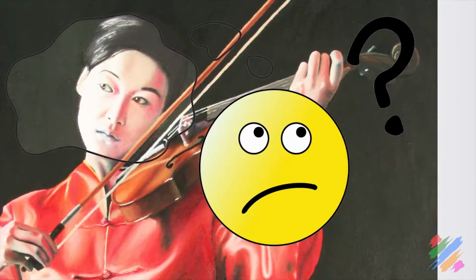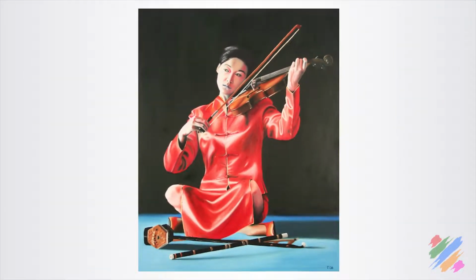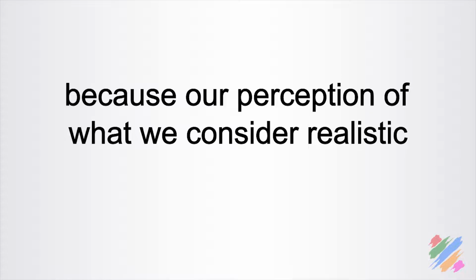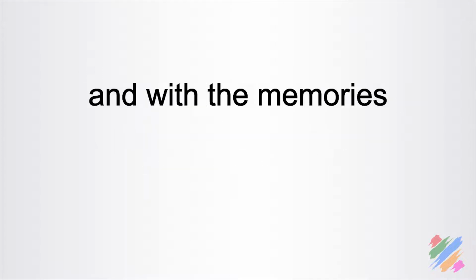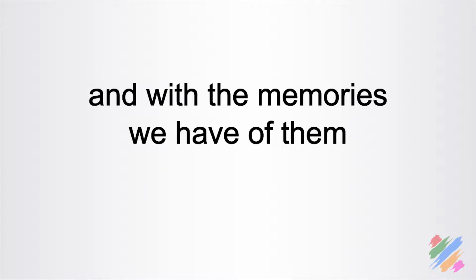But probably we can't say anything about this other painting because if we have never met the girl of this portrait, for us it looks exactly like a realistic person that we never met before. And this shows us that there are subjects which are much easier to paint in a realistic way than others, because our perception of what we consider realistic increases with the training we have to recognize those subjects and with the memories we have of them.